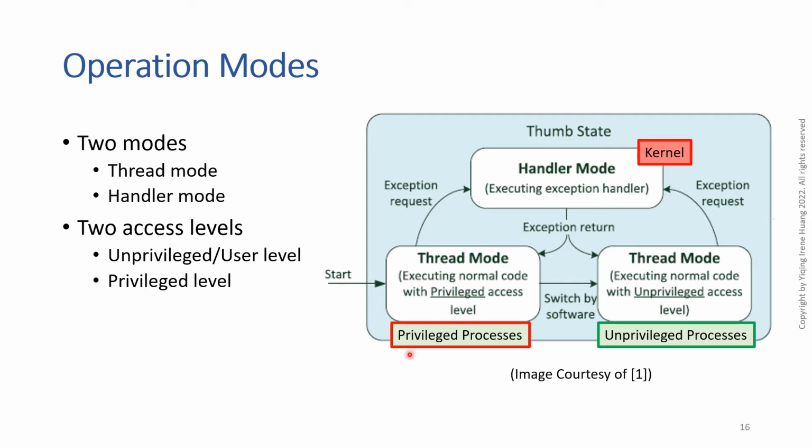Usually the use case of these 2 different access levels within the same mode is for I/O devices, not just I/O devices, but any device drivers, right? Usually they need some privileged access to a certain memory region. Then we give them privileged access level. And for unprivileged processes, for example, regular user tasks, we will just give them unprivileged level.